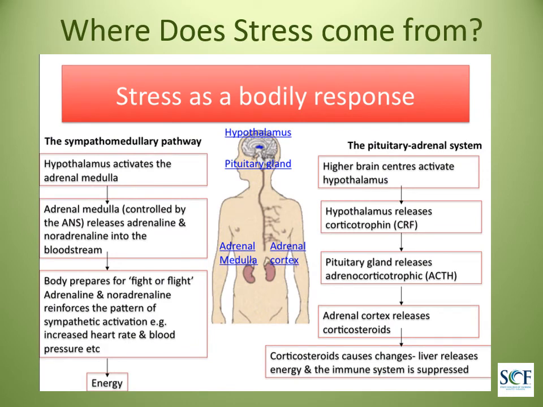Stress is our body's biological response to a situation. When someone perceives a situation as stressful, hormones are released from the hypothalamus, which tells the body to prepare for fight or to run from the situation. During this fight or flight mode, energy is released by our bodies and our immune system is suppressed until we no longer perceive the situation as stressful.